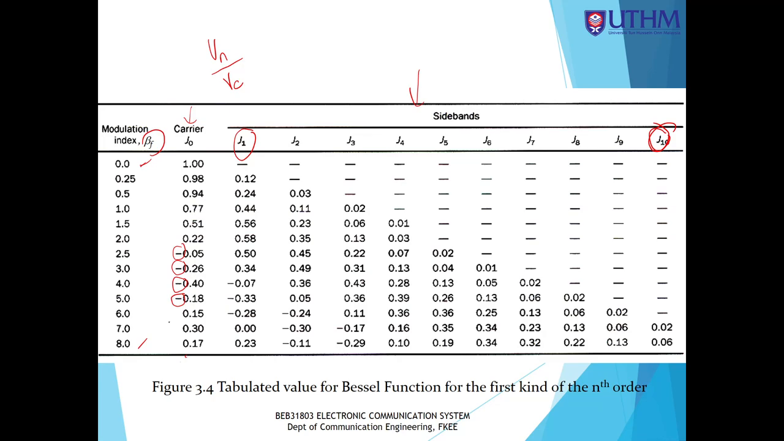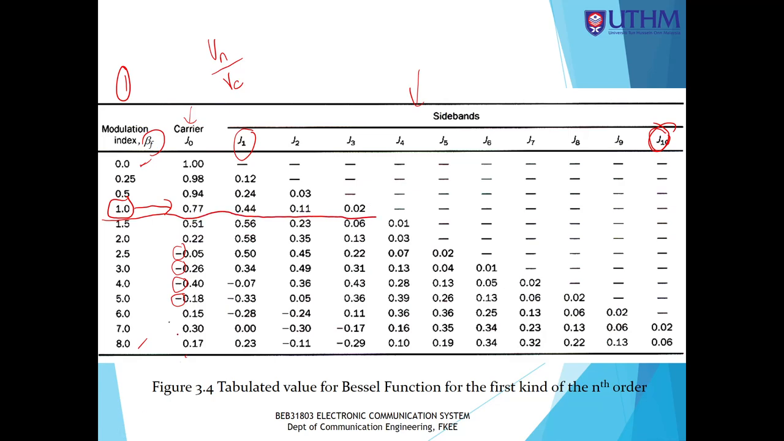How to read this table is, first of all, you need to know the modulation index. This is the first important thing: you need to calculate the beta f. Once you know beta f, then you can determine the relative amplitude of the sideband components. For example, if the modulation index is equal to 1, I will have the carrier component, first sideband, second and third.